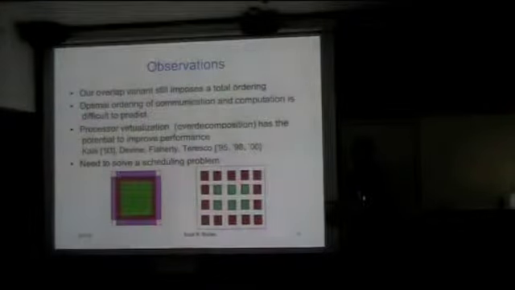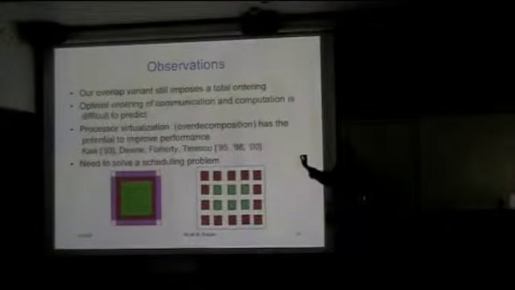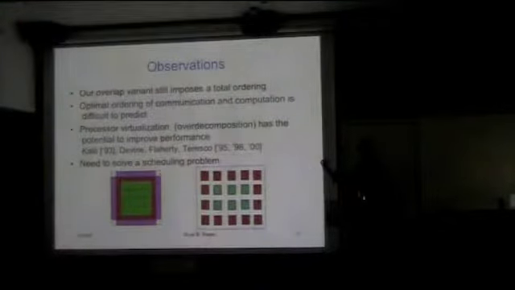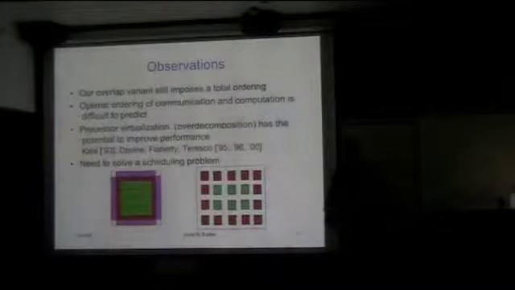difficult to predict. So one way to deal with this problem is to do what's called virtualize the processors, to create the illusion of more processes than there are physical resources available. This has been used by others. It's used in CHARM and a number of other systems. When we do this, however, we make something more general.